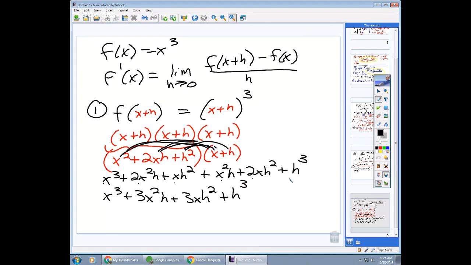Something that makes me feel good about it, as I look at these terms, the x's go from x cubed to x squared to x to no x, and the h's reverse that. They go from no h to h squared to h cubed. There's a beautiful pattern flowing in each direction.